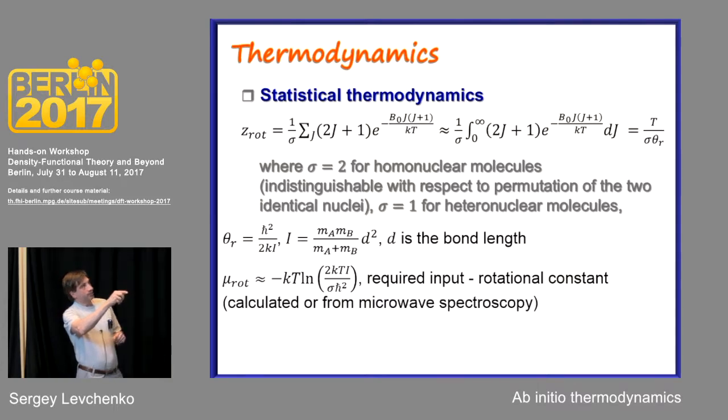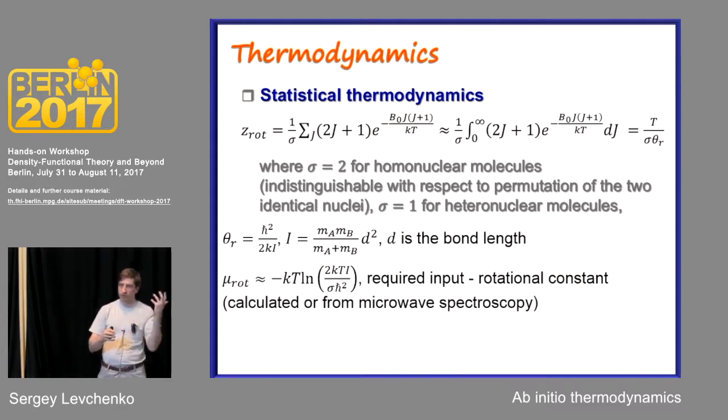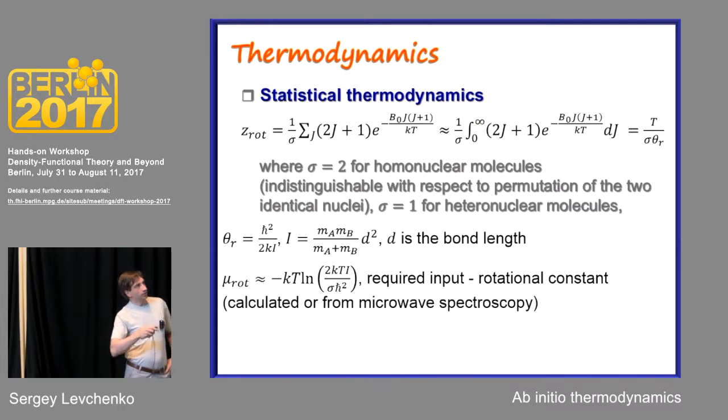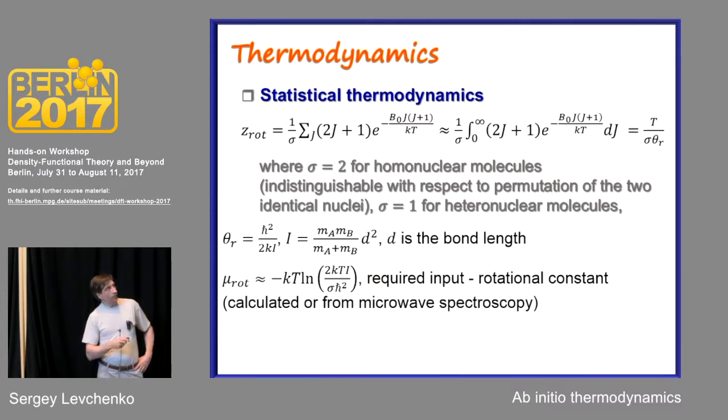So it's similar to that case of the translational degrees of freedom, where the state was not distinguished if we permute the molecules, and here it's the same. So if we permute 2 nuclei in the homonuclear molecule, nothing changes. So we have to have this factor. And finally, in order to calculate the rotational partition function and rotational contribution to the chemical potential, we need to know the rotational constant of the molecule, which we can either calculate, or there are very accurate measurements of the rotational constants for molecules from microwave spectroscopy.